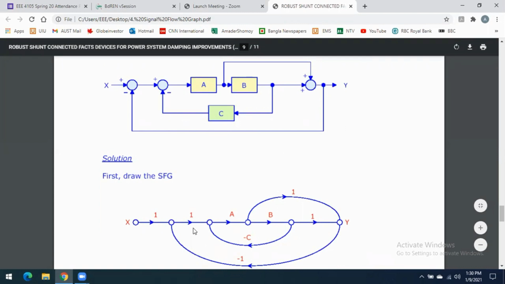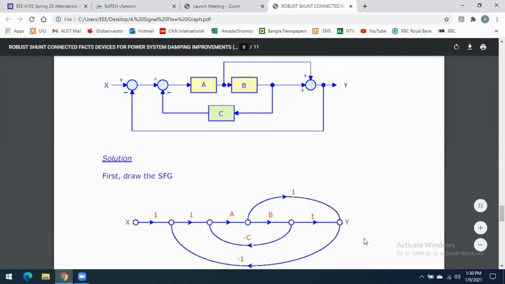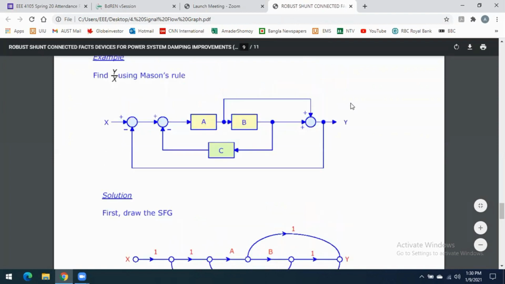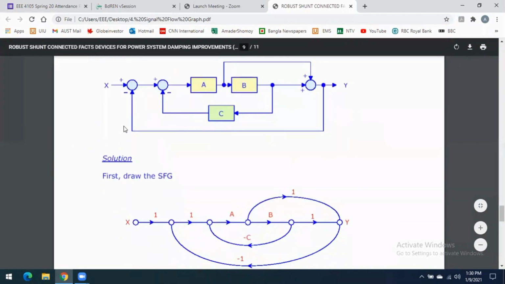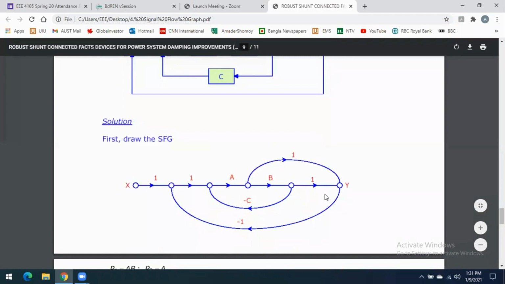So minus C. Okay. Sit at home and see whether you can solve this problem with the methods you learned so far. Try block diagram reduction, it's not that simple. Try it in your spare time, it's not that simple. But if you draw the signal flow graph, look at this, this is very simple. Now you will apply Mason's rule.